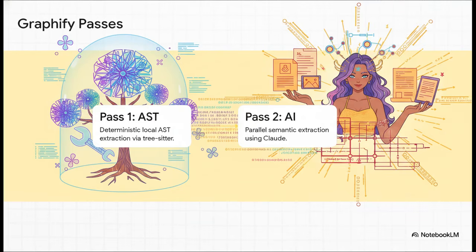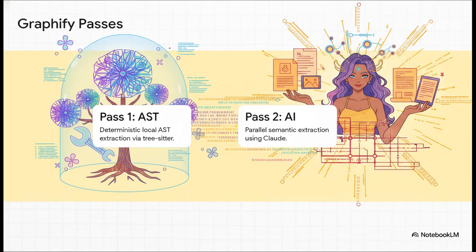So, how does Graphify actually build this intelligence? It happens in two passes. Step 1 is deterministic abstract syntax tree, or AST, extraction. It uses a tool called TreeSitter to analyze your classes, functions, and imports entirely locally. Zero LLM needed, your code stays on your machine, and hey, it's completely free.